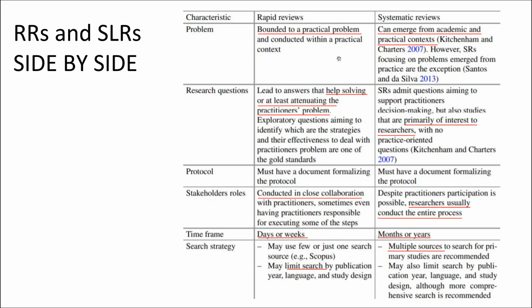For example, the problem that drives rapid reviews should be bounded to a practical problem, while in systematic reviews you can have that, but most of the time they are driven by academic interests. Regarding the research questions, usually they try to provide answers that help or solve a practitioner problem, while in systematic reviews, usually the research questions are driven by research and academic interests.